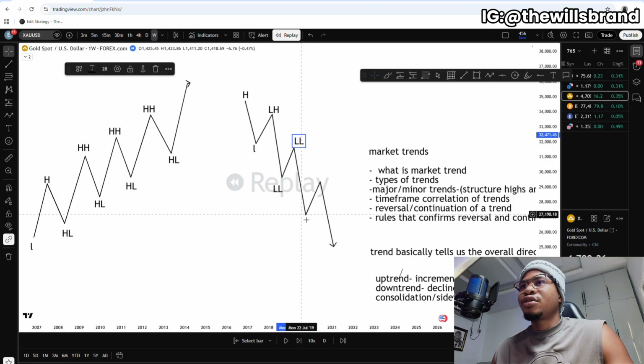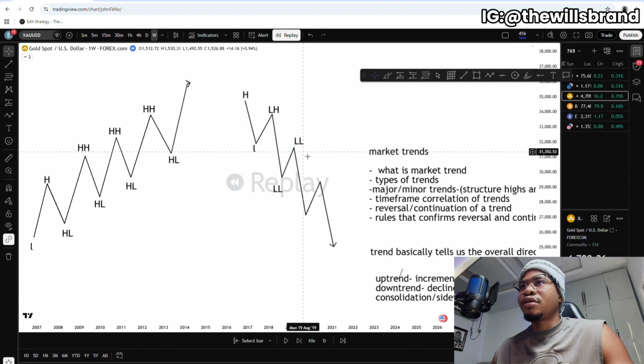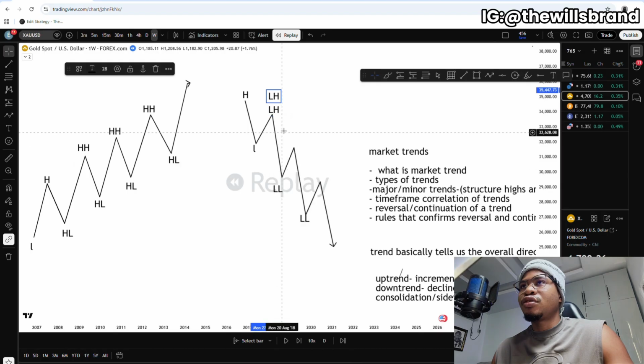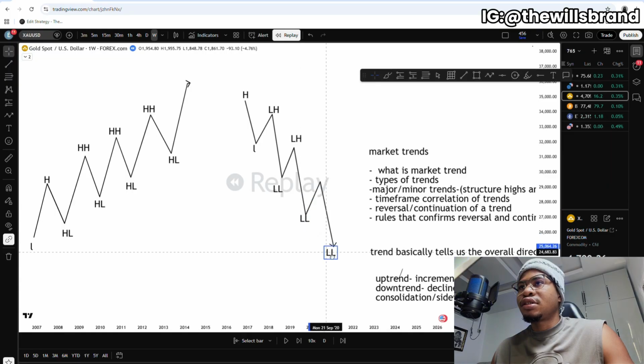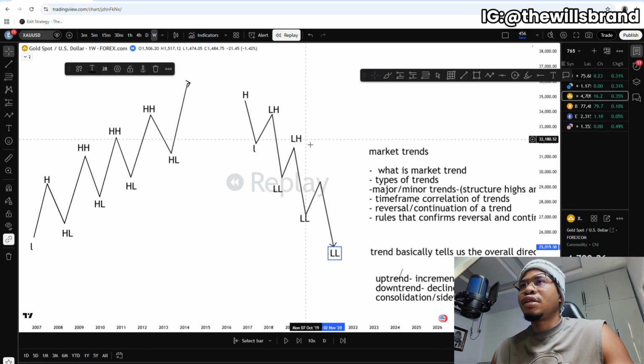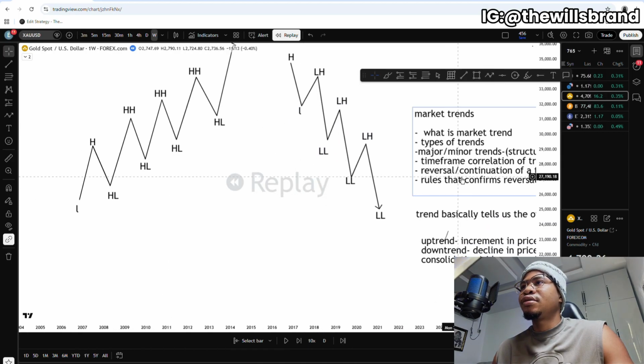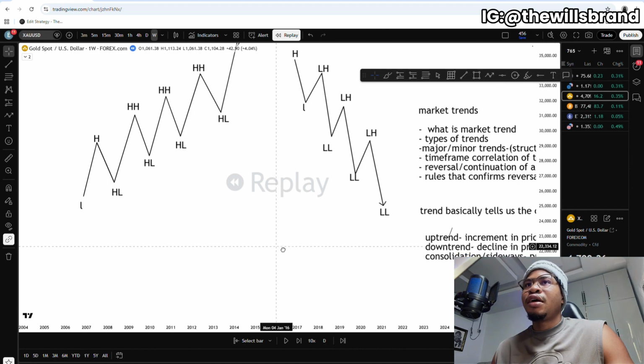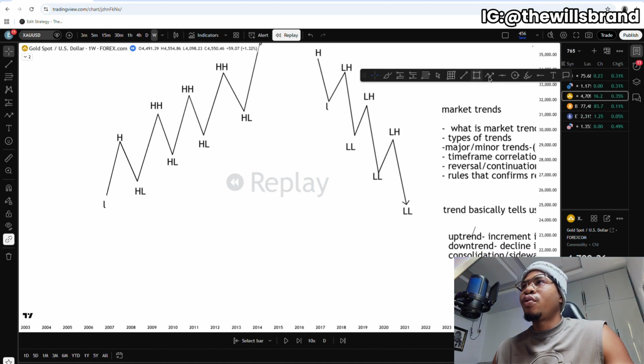All right, so sorry, this is supposed to be here, and this is supposed to be here. All right, then something like this, then this here. So that's it for that. Now let's move to the major and minor trends. Now we've already established that this is an uptrend and this is a downtrend.